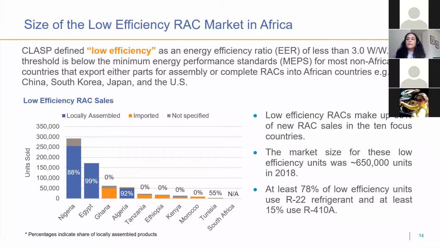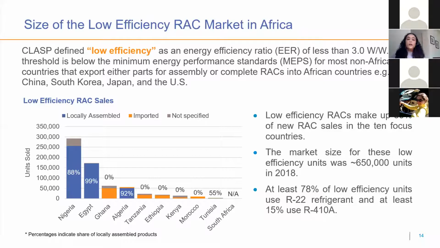So CLASP, for the purposes of this study, defined low efficiency for an AC as an energy efficiency ratio of less than 3 watts per watt. We chose this threshold because this level is below the minimum energy performance standards for most non-African countries that export either parts for assembly, such as compressors, or fully assembled room ACs into Africa. For example, China, South Korea, Japan, and the US. Thus, this 3.0 watts per watt is a useful benchmark for us to identify potential dumping of inefficient ACs and the components for inefficient ACs.